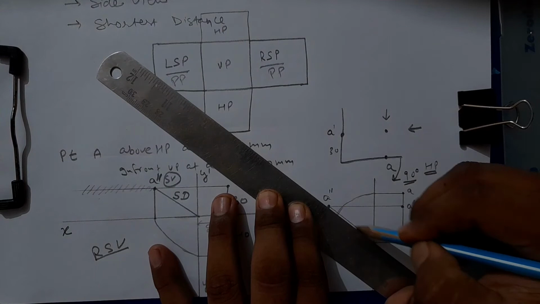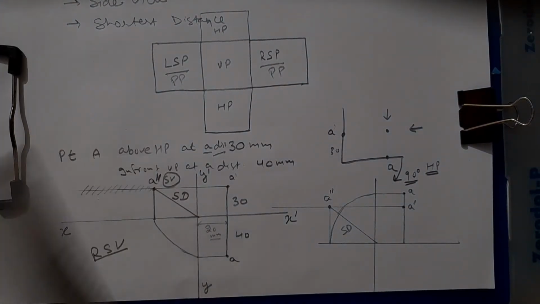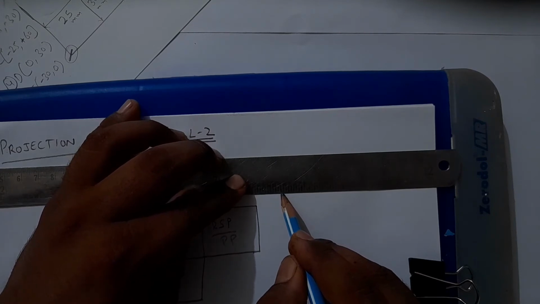And here we can measure the shortest distance. Similarly, we can plot for the third quadrant and fourth quadrant.